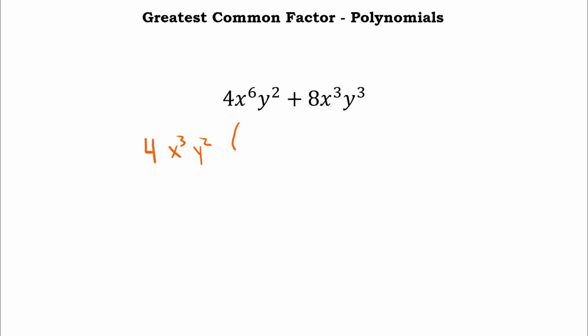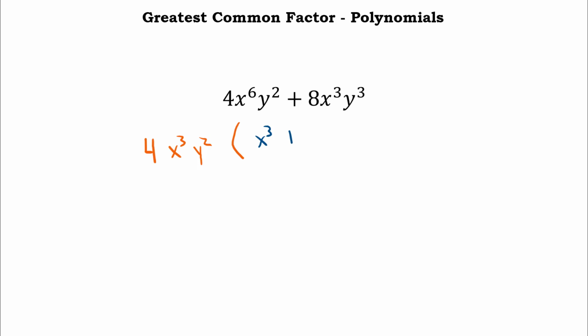And if we're going to multiply that back in, we would simply say, well, 4 times 1 will give me 4, so we just don't have to say that, understood 1. And then x cubed times x to the what gives me 6? Well, you can add them together, so 6 minus 3 is 3, so we can say x to the 3rd, and then we have y squared, which we already have here that we factored out. So we're good on that.